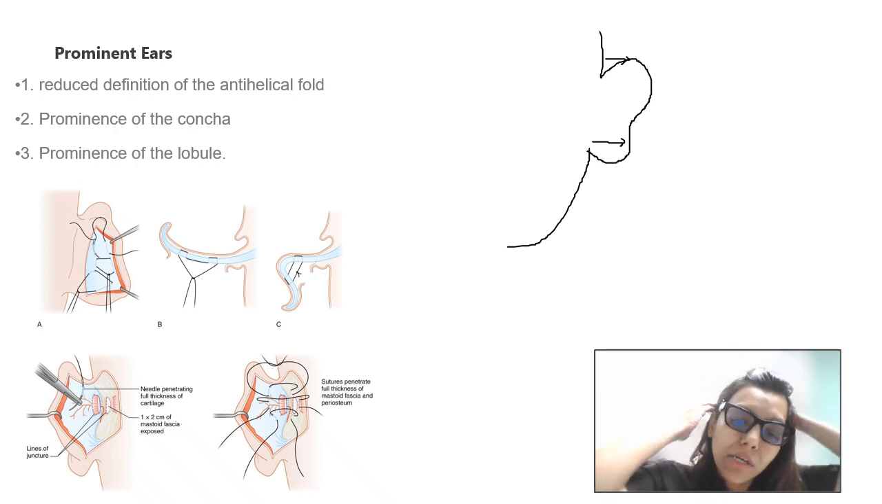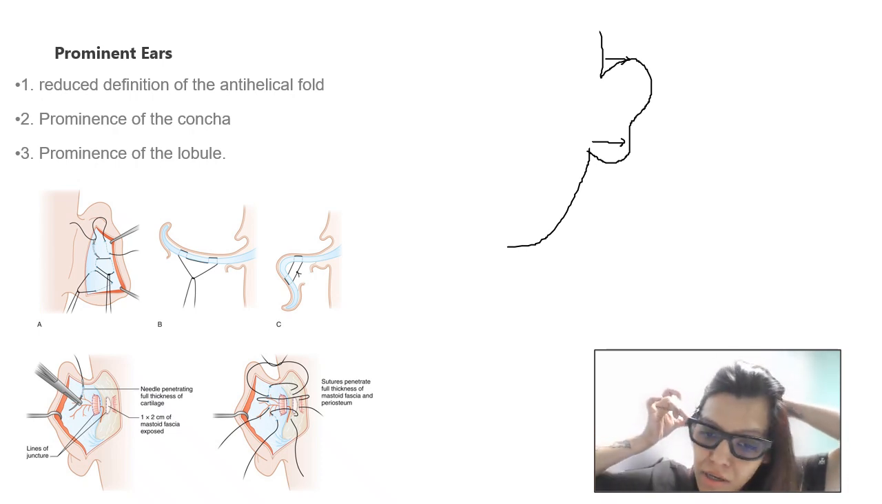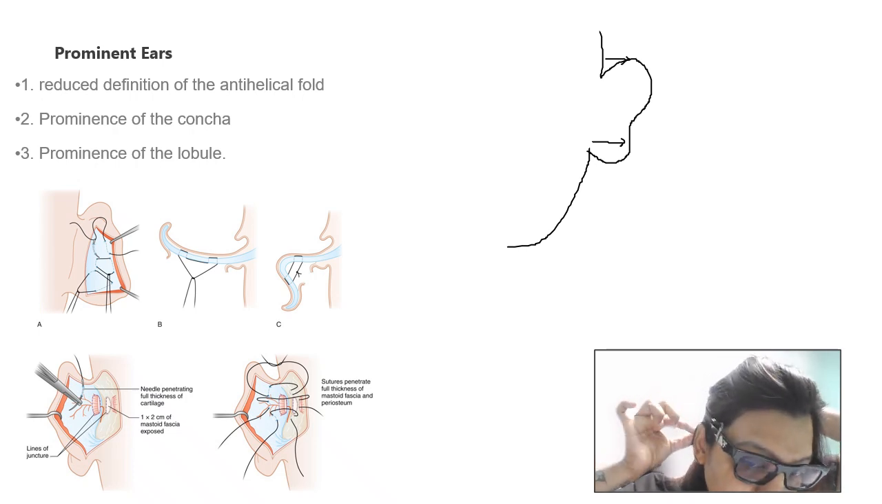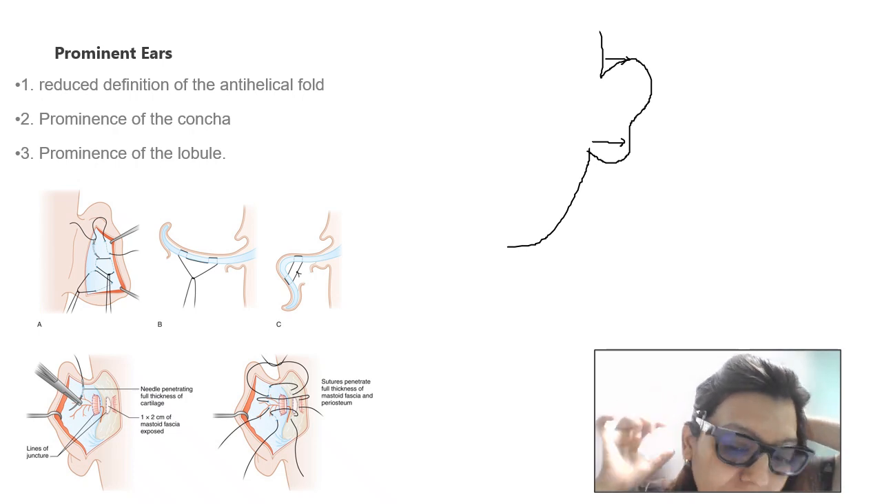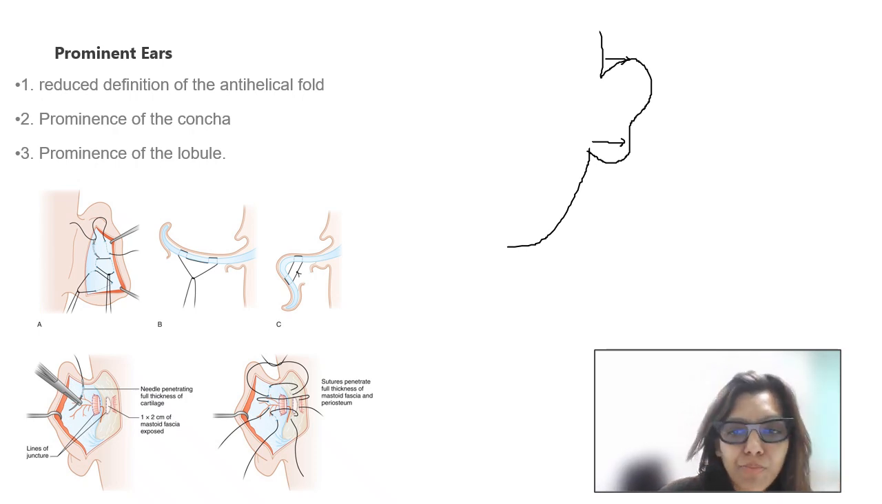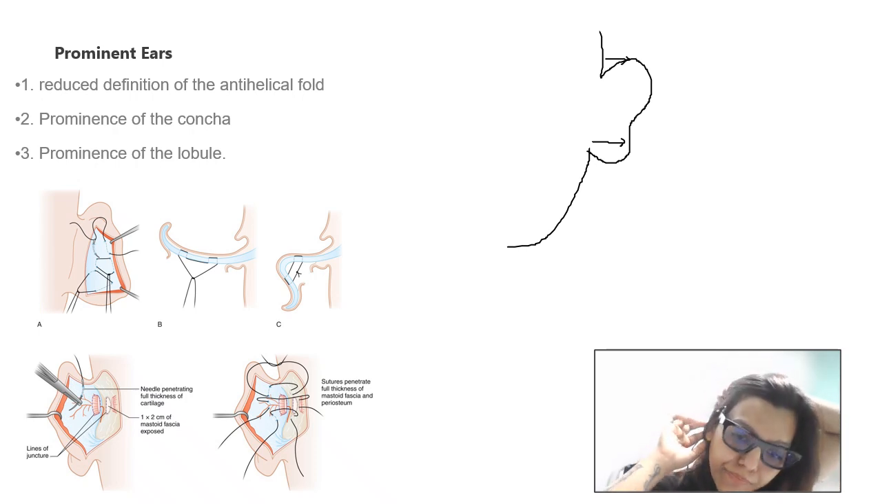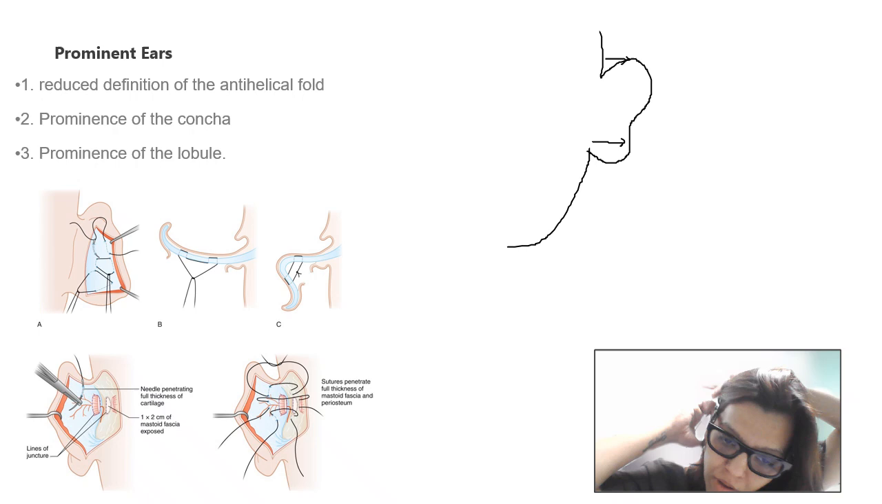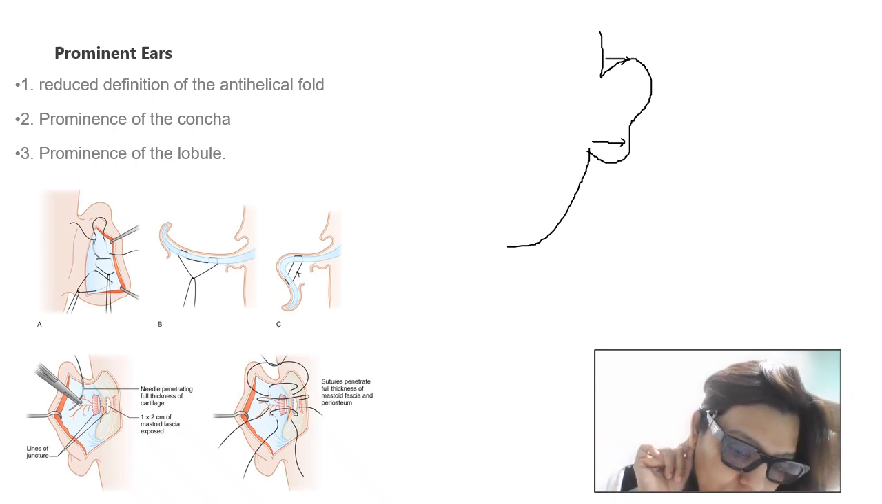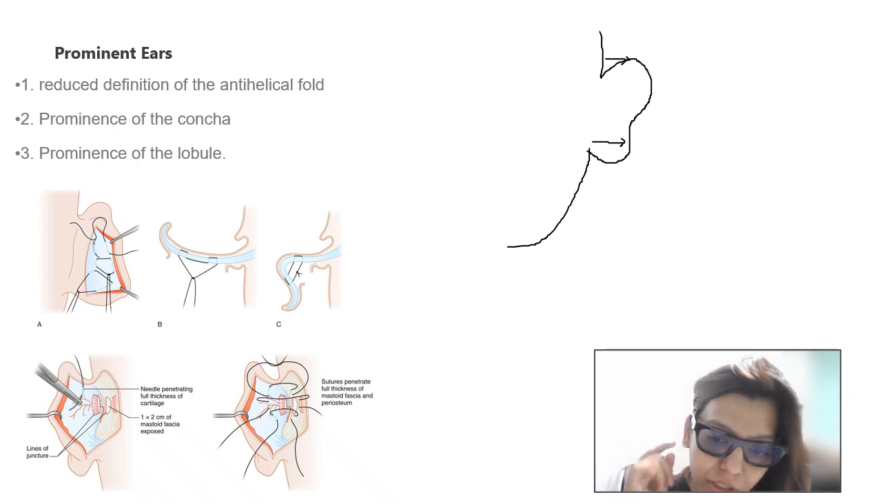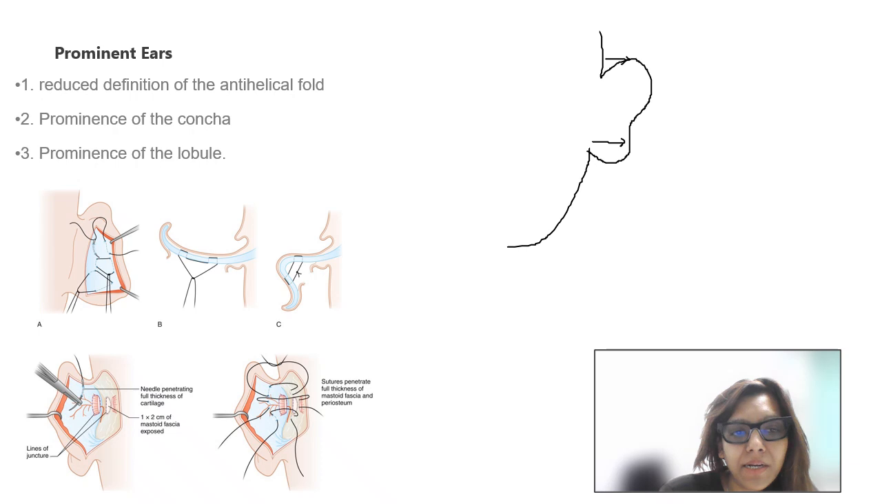So it is more like this. If this has got definition, the prominent ear will not have any definition. Along with prominence of the concha, this will be more prominent, along with prominence of the lobule. So if it has these three, it is defined as a prominent ear.